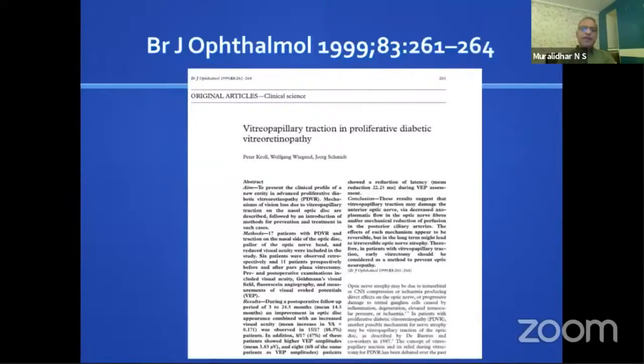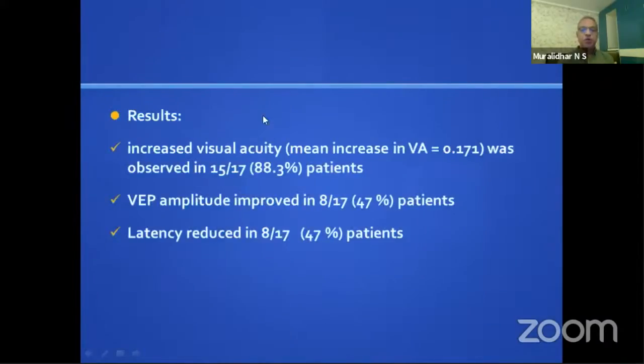The only other article on vitrectomy for vitreopapillary traction is from Peter Kroll's group. Way back in 1999, they reported 17 patients with vitreopapillary traction in proliferative diabetic vitreoretinopathy, on whom they did vitrectomy, and all of them showed an increase in visual acuity. 15 of 17 patients improved in visual acuity, and they also did VEP, and it improved after relief of traction.